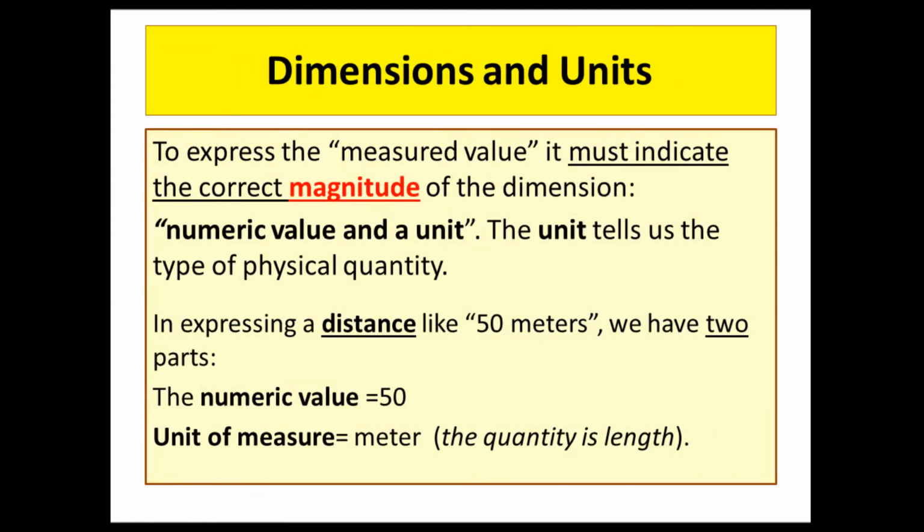To express the measured value, it must indicate the proper magnitude, the dimension. It must consist of a numeric value and a unit. So when you say 50 meters, we mean distance, and there are two elements: the numeric value 50 and the unit of measure meter, which describes the quantity length.